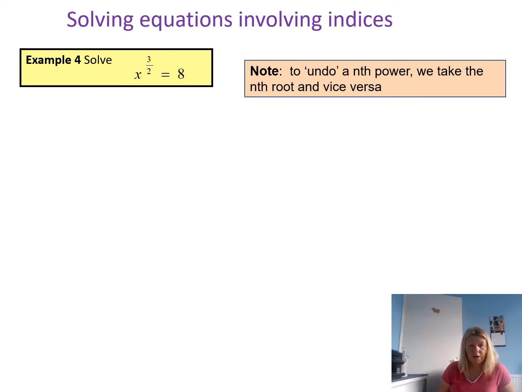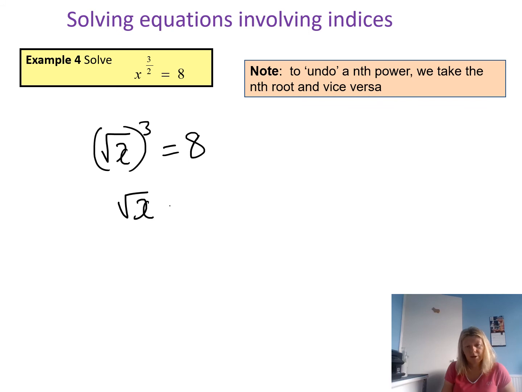Anyway, just before we do that, we can write this as the square root of x all to the power 3 equals 8. So to get rid of the power 3, we have to do the opposite of it. The opposite of powering by 3 is the cube root, so the cube root of 8.